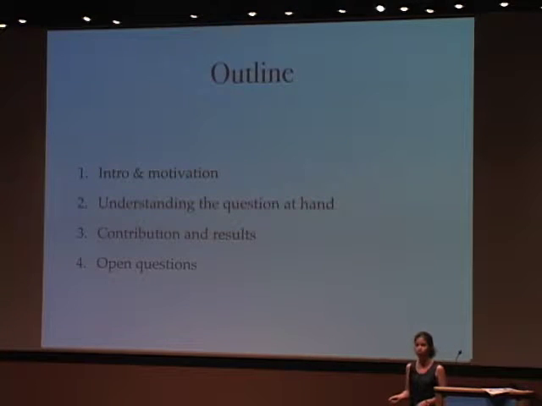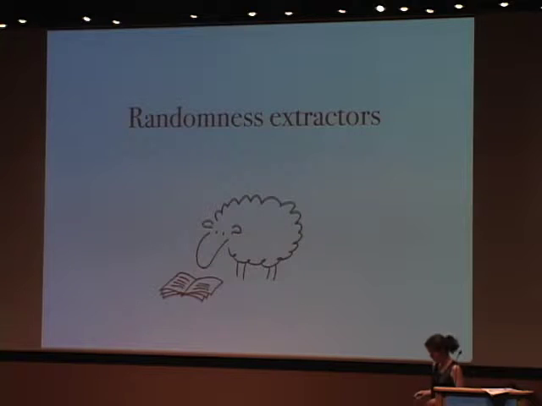Okay, so I will start with a short introduction to randomness extractors and the motivation to study multi-source extractors in particular. Last QCrypt there was a very good tutorial, and also 2 years ago, about randomness extractors, if you want something more thorough. Then I will explain what is the question that we are trying to solve and what is the solution that we suggest, and I will end with some open questions.